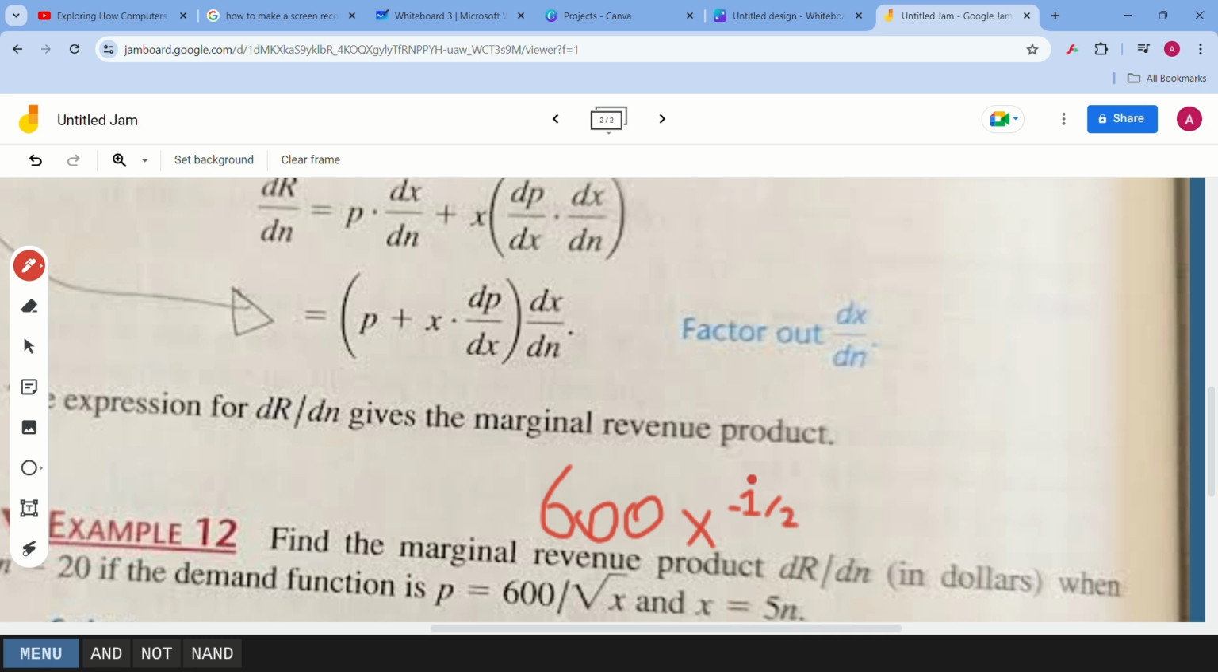So we find the derivative of this times the derivative of 5n. Hint, hint, it's the coefficient. Or I'll just say it's 5. So just solve this and then plug it into our equation. If you've taken notes, or if you haven't, it's right here.